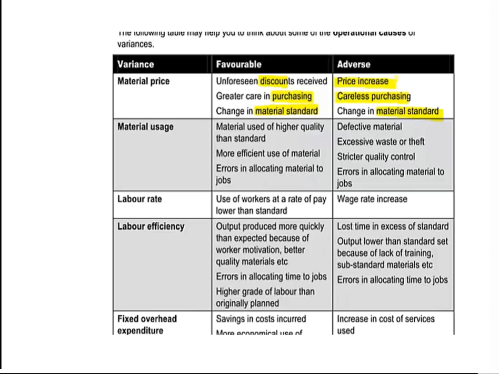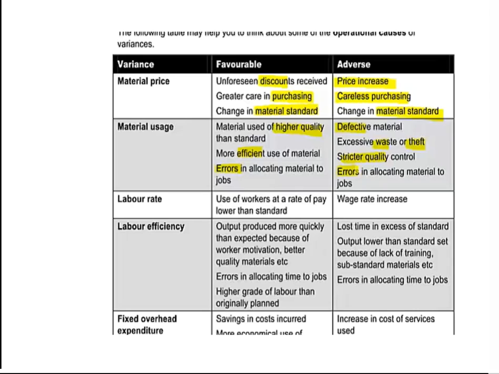With usage, we can end up with a favourable variance, perhaps because higher quality materials might mean that there's less wastage, or we might be able to use the materials more efficiently, so thinking about how we can get the best out of our materials, or it might be that we've made a mistake in allocating materials to the job. Adverse variances then for usage, well, we use more if the materials are defective, and that might be because of the quality. We might also end up with an adverse variance relating to quality if we have stricter quality control, causing more materials to be rejected because they don't get through the quality control process. You might see material usage rise if there's carelessness through wastage, or also if materials are stolen, or perhaps if they're allocated to the wrong jobs.